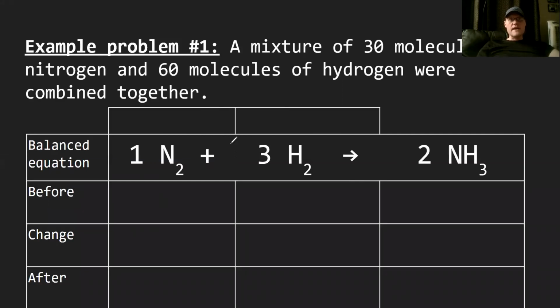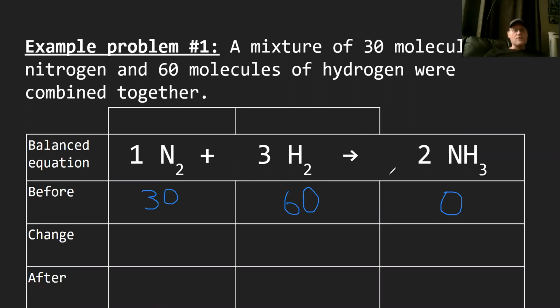All right, so just filling in what we know already, according to what we've got, we have 30 molecules of the nitrogen. I'm going to put 30 right here, 30 molecules of nitrogen. And we've got 60 molecules of hydrogen. Now, since this reaction hasn't started yet, that means we have 0 molecules of NH3. All right, so we've now got the entire before section filled out for the BCA table.